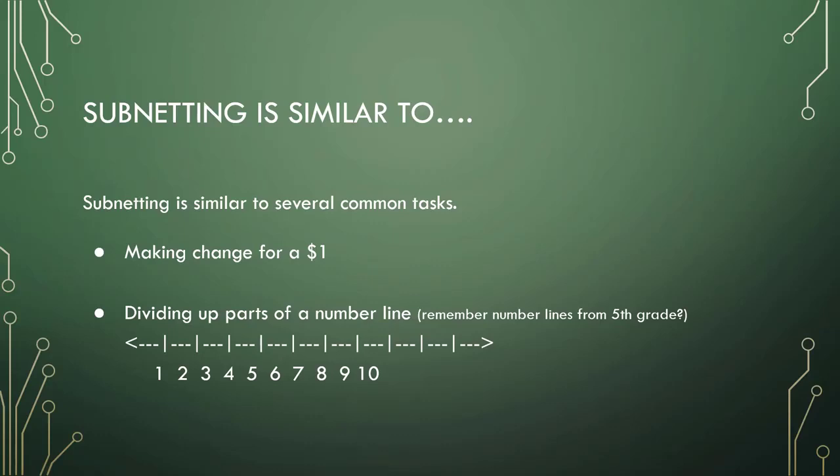Imagine you're standing at the cash register, somebody hands you $1, and you need to make change. There are a lot of different ways to make change. The other way that we might think about it is dividing up parts of a number line. We've looked at number lines in elementary school and primary school, different ways to divide up the line, by 2s, by 10s, by 5s. Subnetting is not dissimilar from that idea.